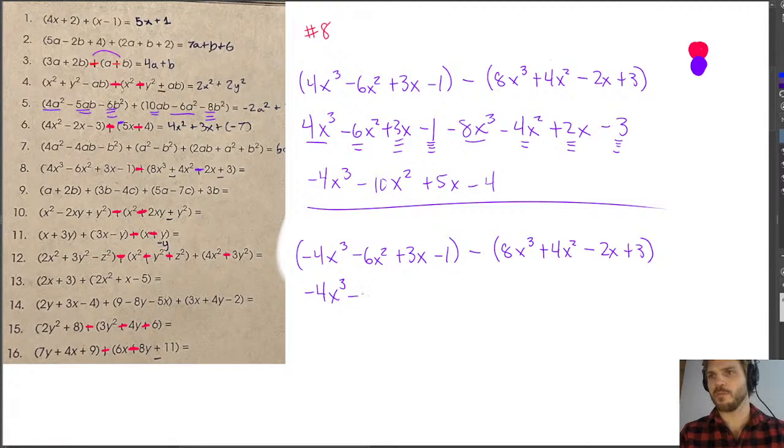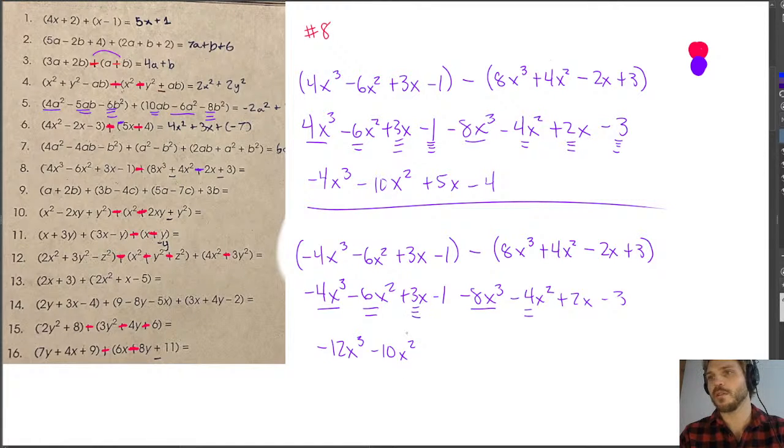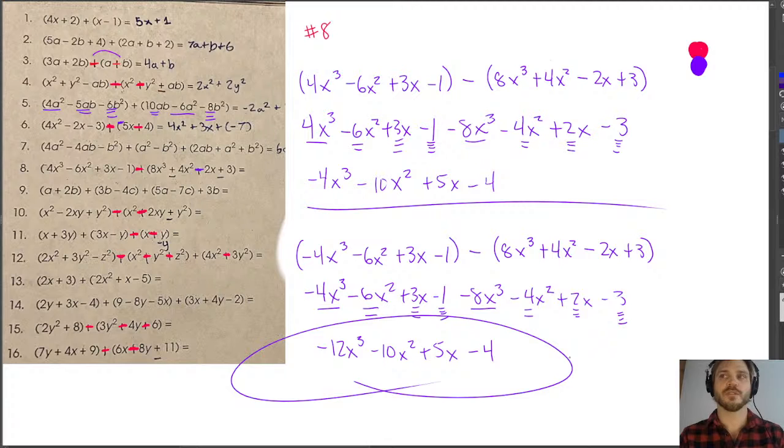So negative 4x cubed minus 6x squared plus 3x minus 1, and then we're gonna distribute our negative to each term here. So negative 8x cubed, negative 4x squared, positive 2x, and negative 3. Okay, so then let's combine. Negative 4 minus 8 is negative 12. Negative 6 minus 4 is negative 10. And 3 plus 2 is 5. Negative 1 minus 3 is negative 4. Okay, so I think this is probably the correct answer for this problem.